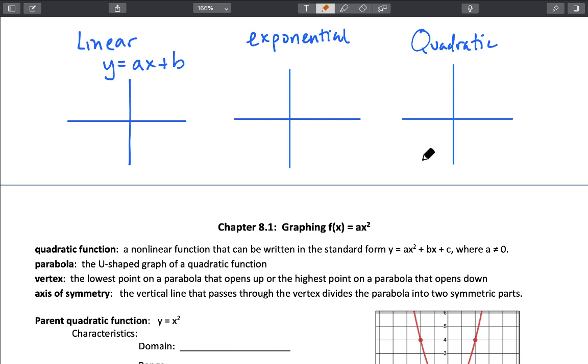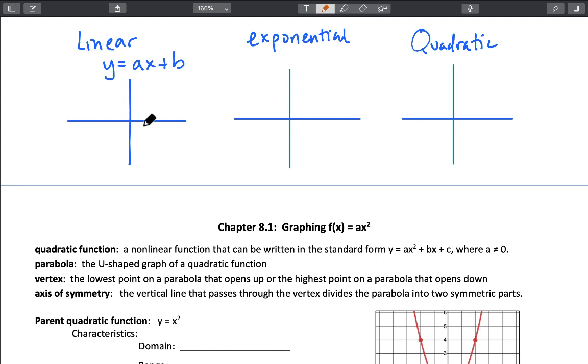Chapter 8. In Chapter 8, our sole purpose is to explore quadratic functions, their equations, and all of their key properties. We're going to do a lot of graphing in Chapter 8. However, we're going to try to do most of our graphing without using the graphing calculator.